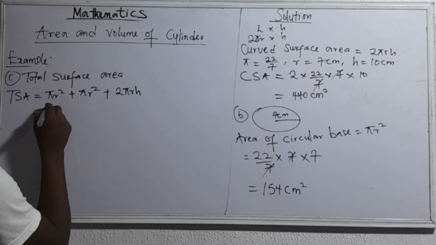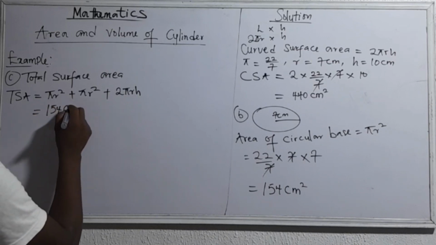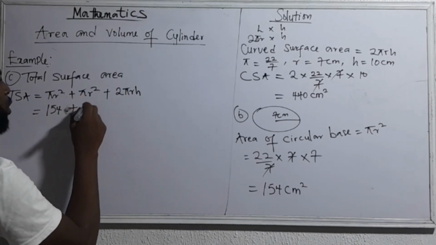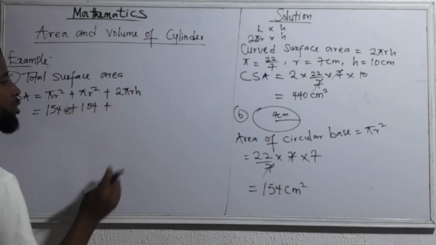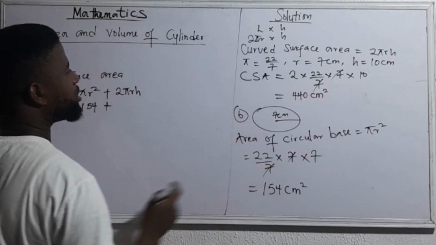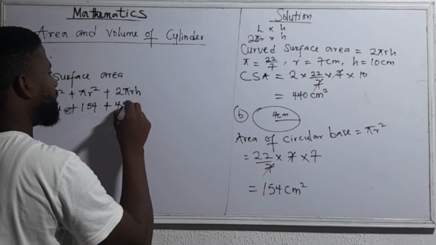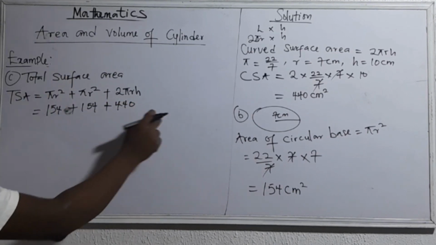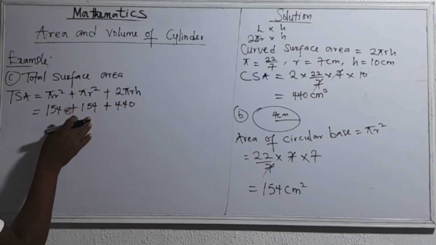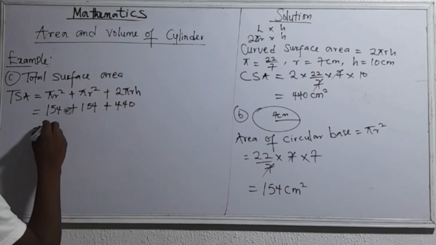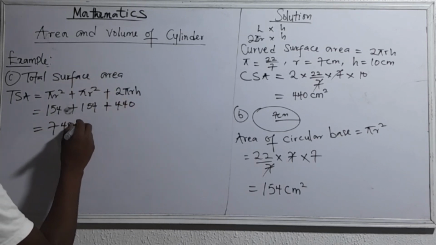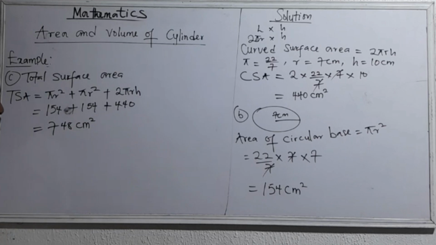154 centimeter. That gives us 154 plus 154, then plus the area of the curved surface, which is 440. Now, if you sum everything together, this is 308, and this gives us 748 centimeter square.